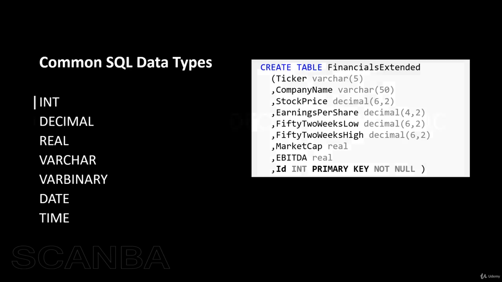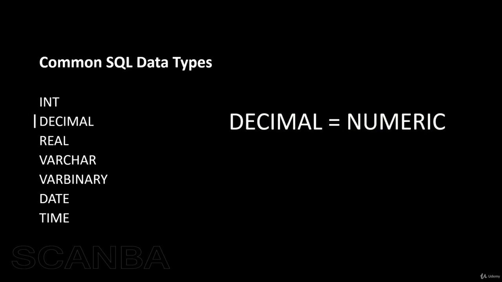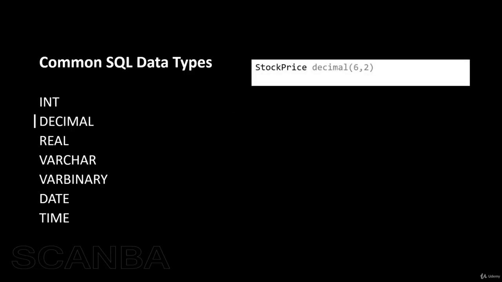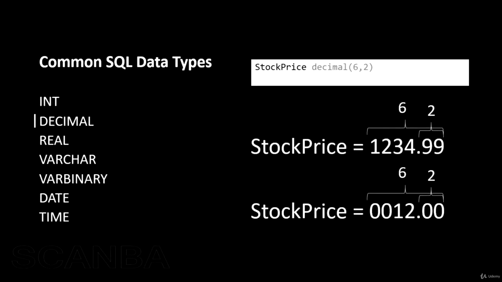In Transact SQL, decimal is a synonym to the numeric data type. Arguments of the decimal data type are the fixed precision and scale numbers. For example, stock price decimal 6,2 means that numbers in the variable stock price can hold no more than 6 digits in precision and 2 digits in scale. Scale must be less than precision.